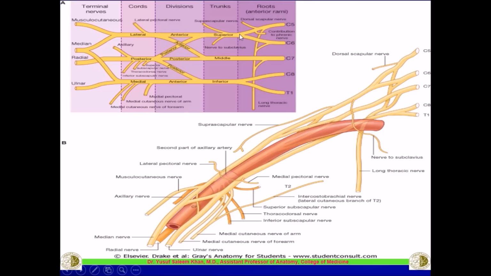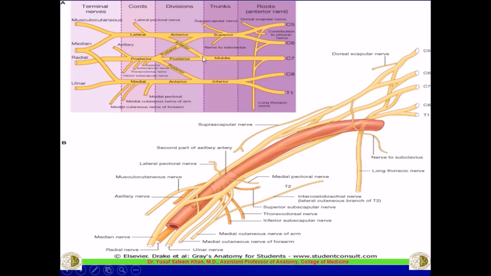So C5 and C6 join the ventral rami. You should remember the ventral rami are C5, C6, C7, C8 and T1. The C5 and C6 roots will join to form the superior trunk. The C7 will continue as the middle trunk. C8 and T1 join to form the inferior trunk. All these trunks will give anterior and posterior divisions.